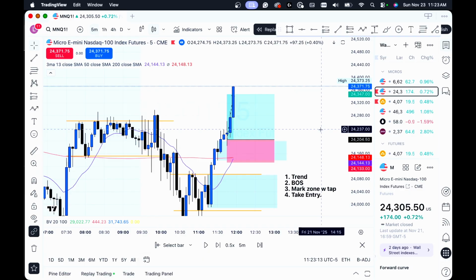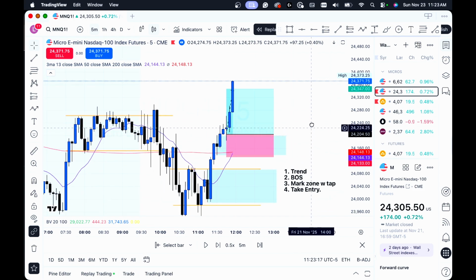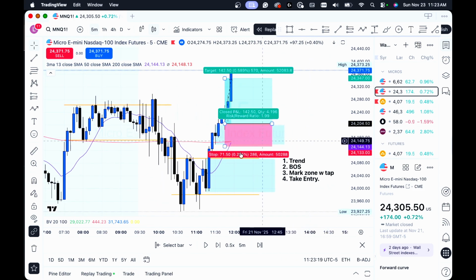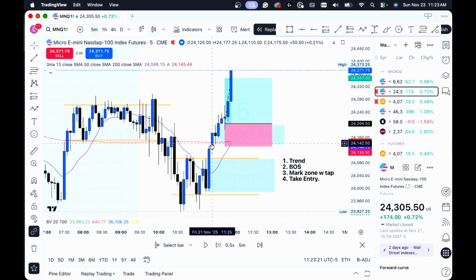That's demand and supply in a nutshell. Easy. You wait for the break of structure. It broke structure. Mark your zone. It broke the next structure right here. It broke the next structure. You mark your next zone. Wait for price. Tap your zone. Take entry and bang. That's it.